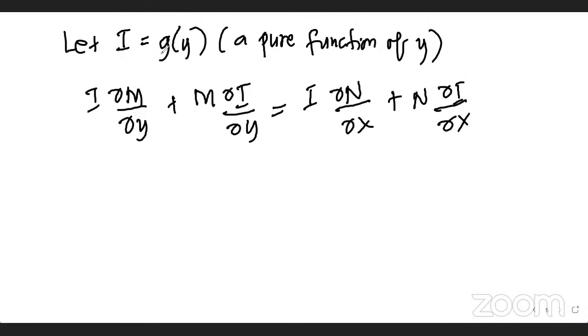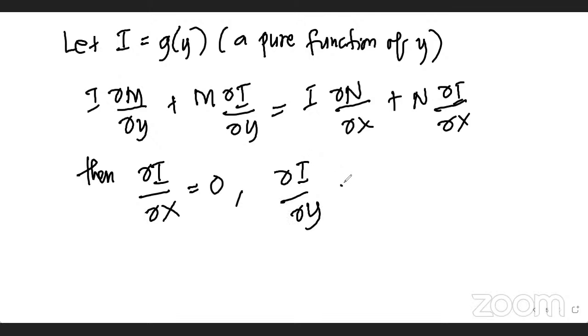So, sa ganitong case naman that I is a pure function of y, ibig sabihin that if we differentiate I with respect to x, partial of I with respect to x, dahil si I is a function of y, eh di ba yung y is held constant? So derivative ng constant is 0. Ang mangyari naman sa partial derivative ng I with respect to y will become a total differential or ordinary derivative na dI over dy.